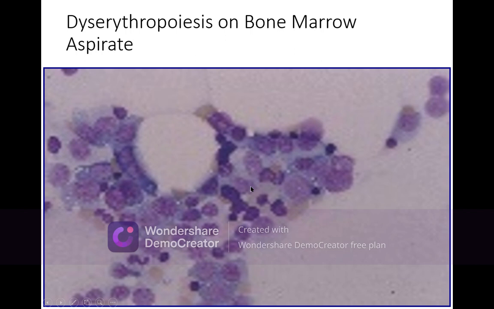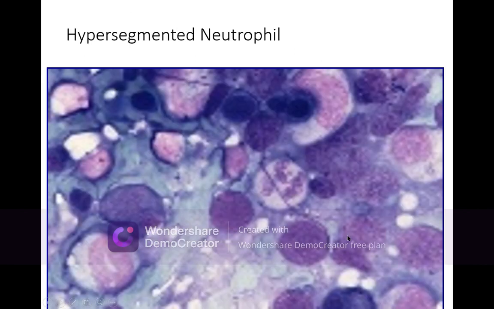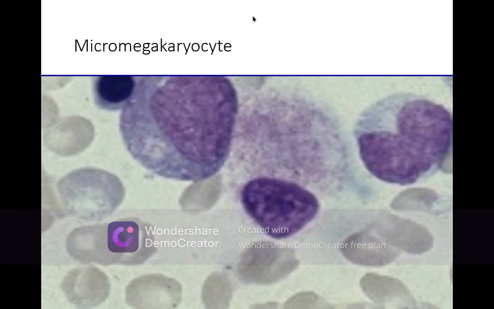You see that there are erythropoietic abnormalities: paleness and dark cells, nucleated RBCs, different types of moieties are seen. Hypersegmented neutrophils, with much segmentation in the neutrophil. Hypersegmentation is also seen in vitamin B12 deficiency. Micromegakaryocytes, some are very small, some are very big. Both megakaryocytes and micromegakaryocytes are there.